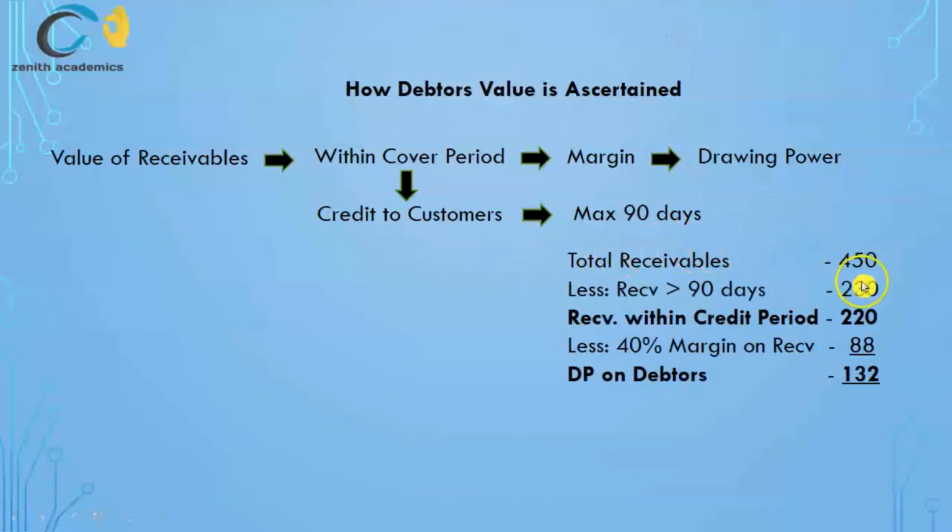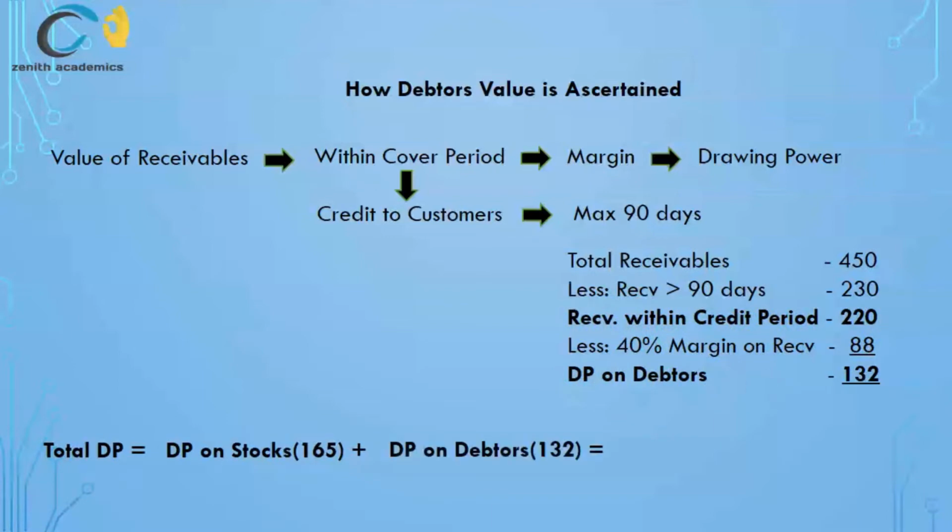Suppose the total receivables is 450. And after segregation, you have the receivables which are beyond 90 days, that is beyond the maximum period allowed by the bank. Therefore, you have the receivables within the credit period of 220, that is 450 minus 230. After you have the receivables within the credit period, margin is applied and the DP or the drawing power is calculated on the debtors. Therefore, in the end, the total DP would be DP on stocks, that is 165, plus the DP on debtors, 132, which comes to 297.